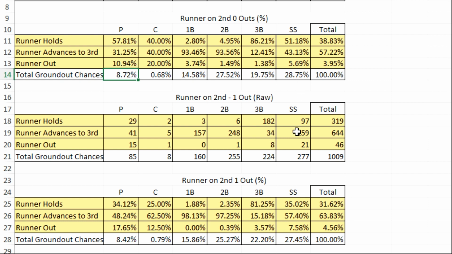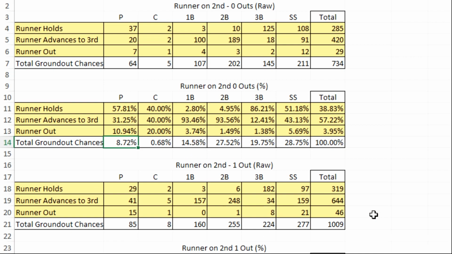Whereas with short, the percentages flip a little bit. With no outs, the runner held more than half the time, but with one out and balls hit to short, the runner's holding just over a third of the time. So much more often they're trying to advance to third, or they're advancing to third on the play, than with no outs.